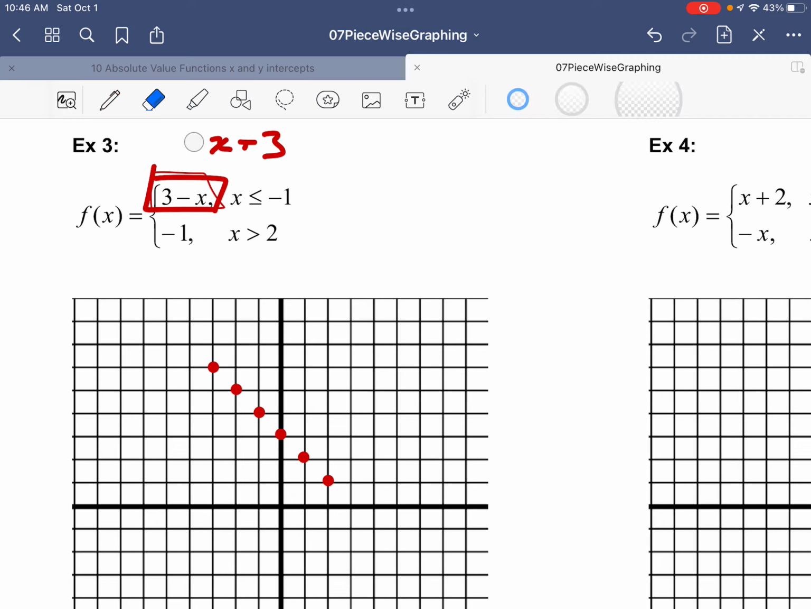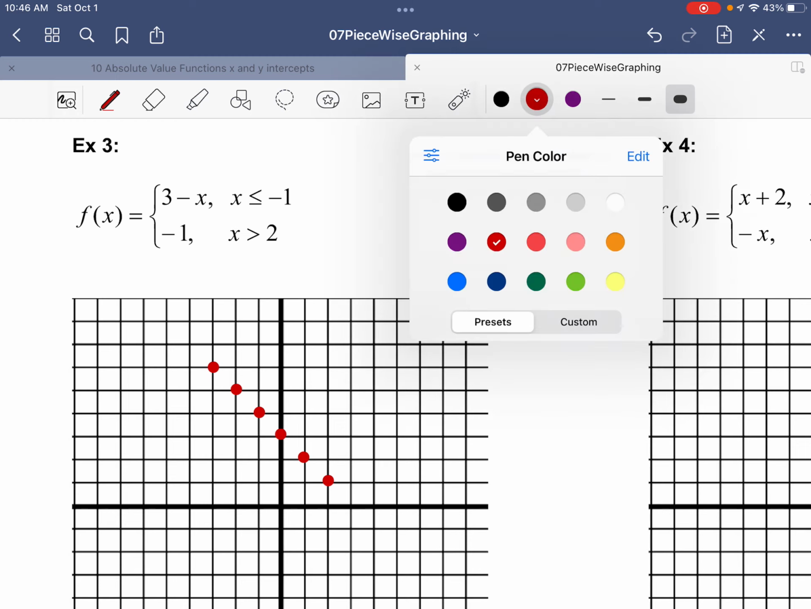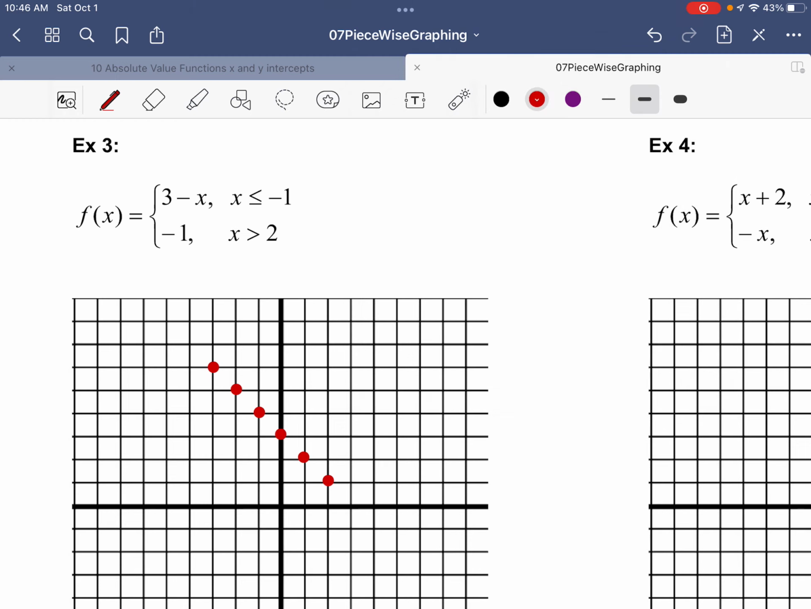Next, I'm going to think about endpoints. Now, this is a very important part of the problem, so watch carefully. We're going to take this -1, which you should feel like is the endpoint or the beginning point of this piece, and we're going to plug it in. Now when I plug it in, I get 3 minus -1. Be careful about that math. That actually comes out to be the number 4.